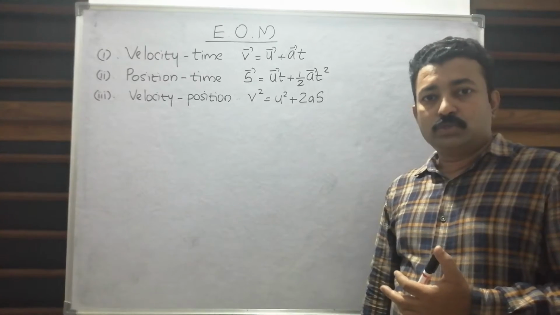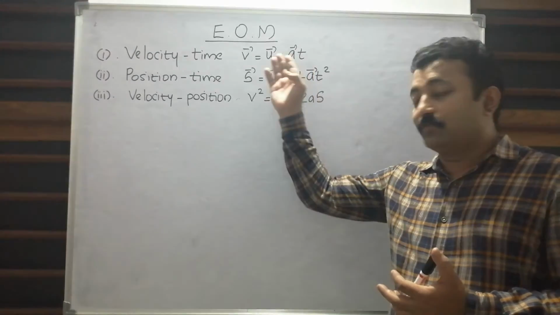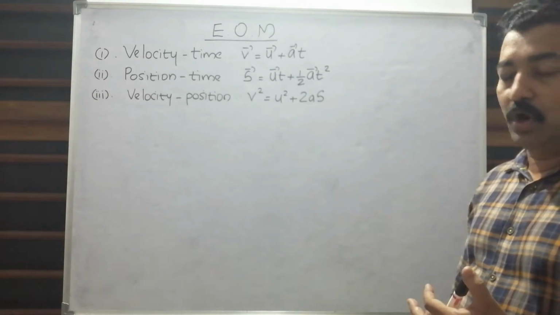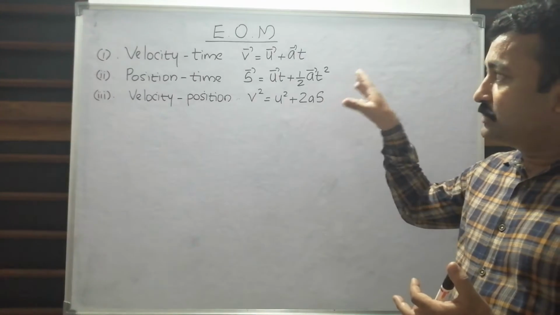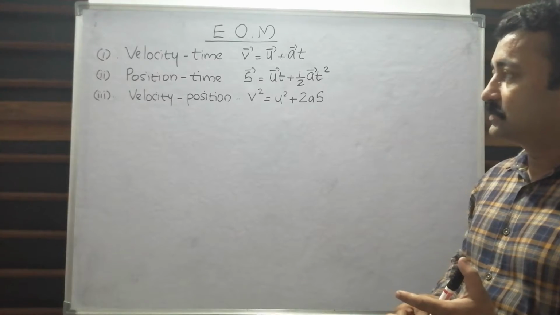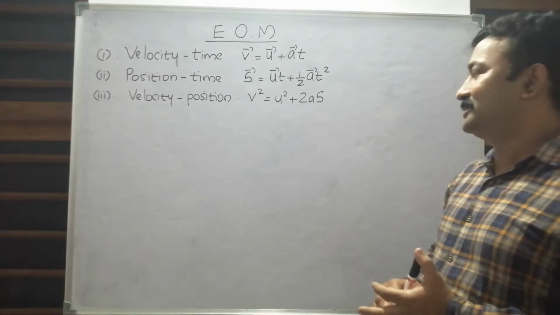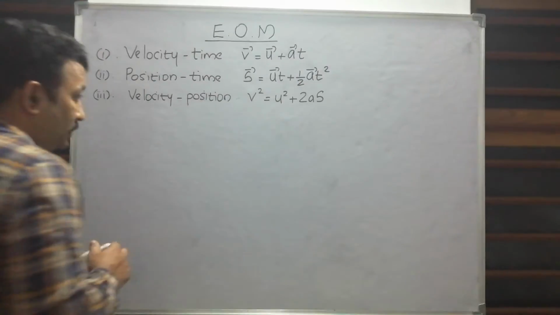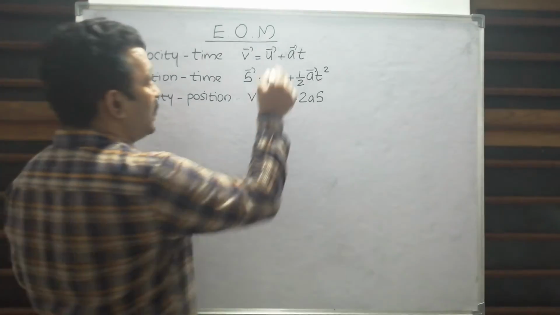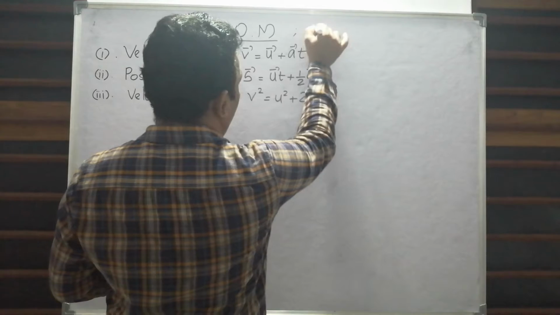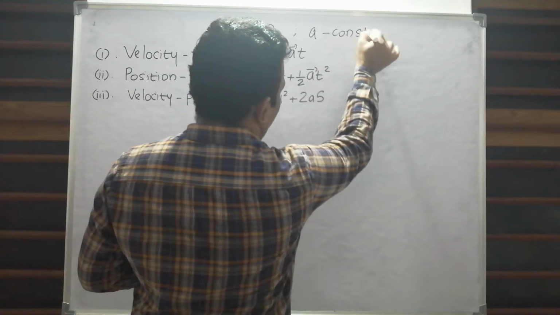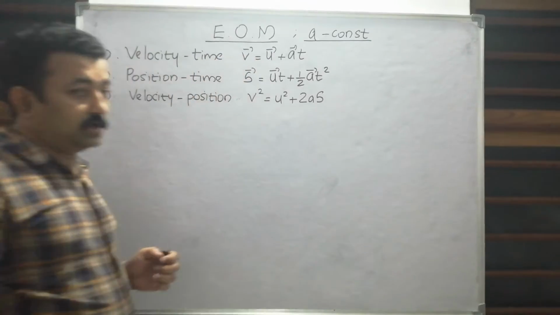So here are the equations of motion. I hope all these are very much known to you. These are the three famous equations of motion which relate velocity, position, time and acceleration. All of you have to remember that these are applicable only under the condition that the acceleration of the particle is constant.